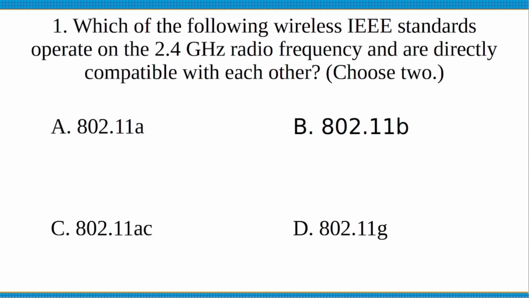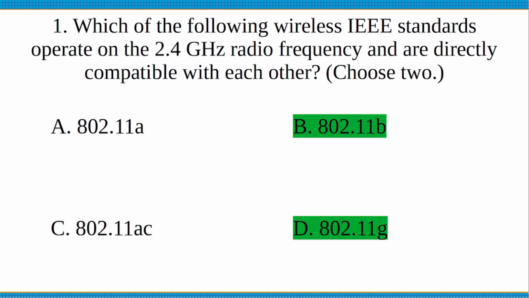Question number 1. Which of the following wireless IEEE standards operate on the 2.4 GHz radio frequency and are directly compatible with each other? Choose 2. A. 802.11a, B. 802.11b, C. 802.11ac, and D. 802.11g. 802.11b and 802.11g.